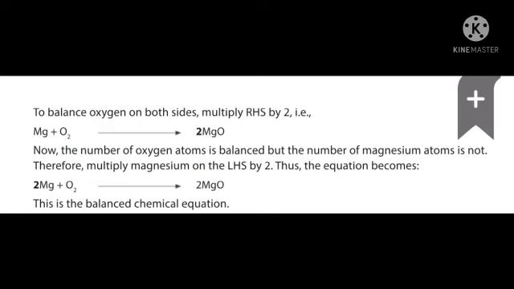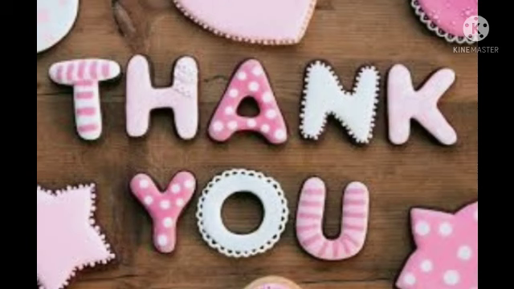So magnesium plus oxygen gives magnesium oxide. Sodium plus chlorine gives sodium chloride. Also, aluminum plus chlorine gives aluminum chloride. Here, aluminum and chlorine are the reactants and aluminum chloride is the product. So today we have learned about the chemical equation and how to balance the equation.